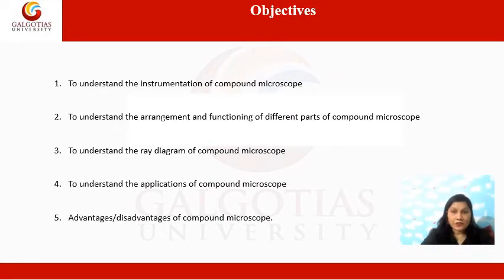The objectives of today's lecture are to understand the instrumentation of the compound microscope, to understand the arrangement and functioning of different parts of the compound microscope, and to understand the ray diagram of the compound microscope, how it enlarges and magnifies the image of the object in better resolution. After that, you should be able to understand the applications, advantages and disadvantages of compound microscopes.